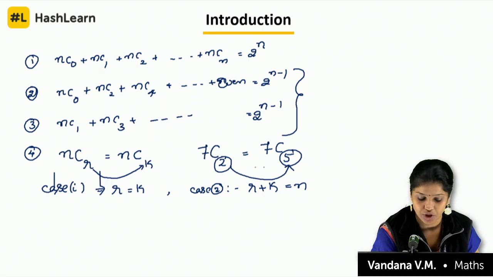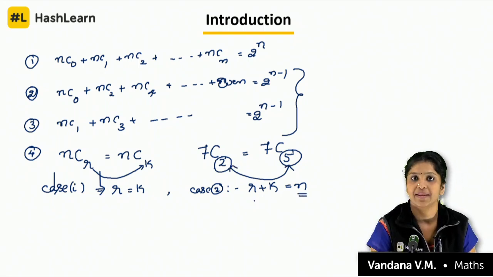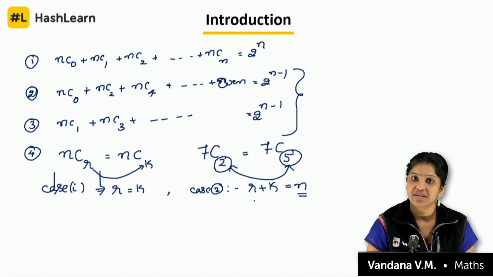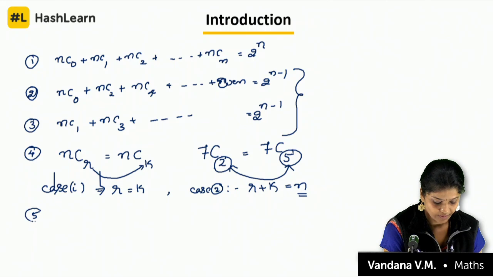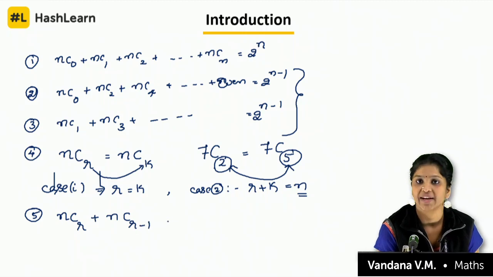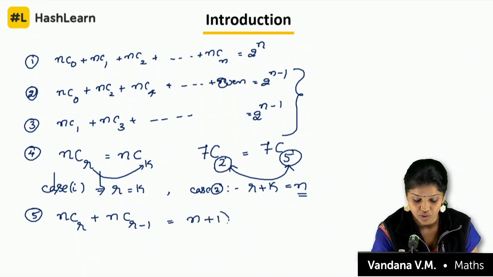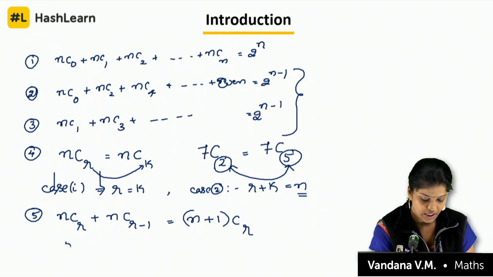Now you add these two. 2 plus 5 should give you N, that is 2 plus 5 is 7, right? Next, NCR plus NCR minus 1 is N plus 1 CR. This also we learnt, that is 5C3 consecutive terms.